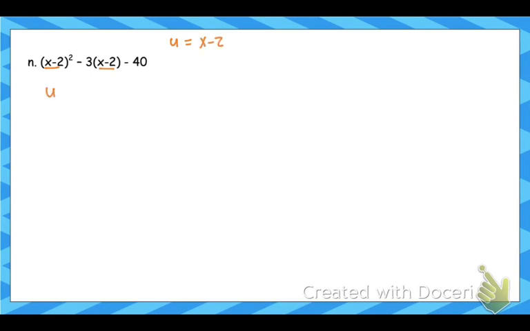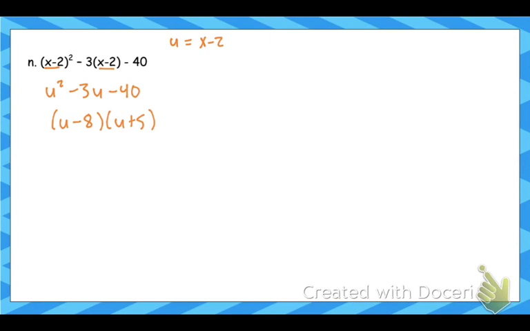So that would make this u squared minus 3u minus 40. Well, now this is a really easy to factor question. A is 1, so I just need the numbers that multiply to negative 40 and add to negative 3, and those would be negative 8 and 5. And now I've factored that.